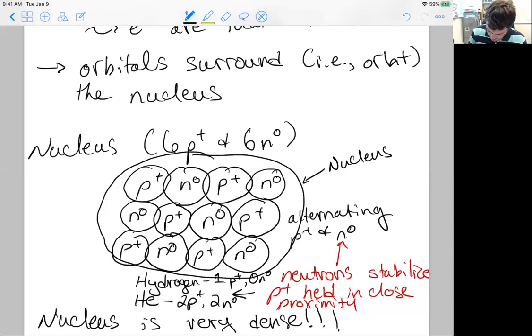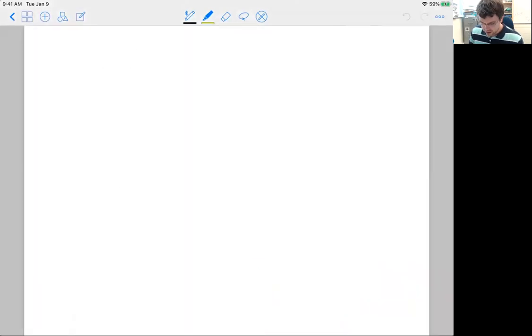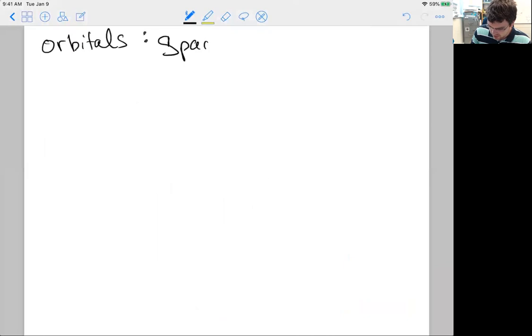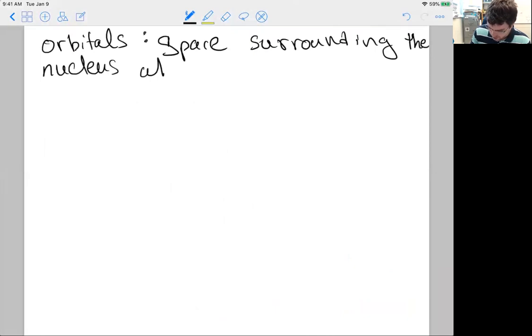Very dense. And I'll emphasize that again, but I'll say it now. Okay, moving on to the other part of the atom: the orbitals. Orbitals. This is the space surrounding the nucleus where electrons are located.